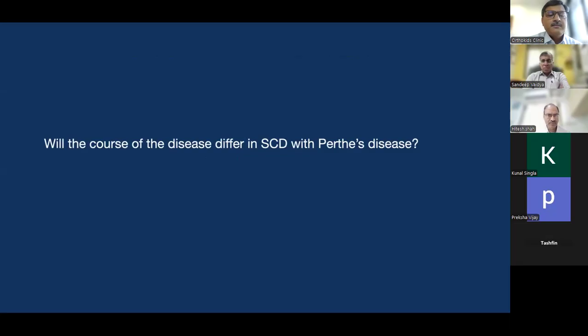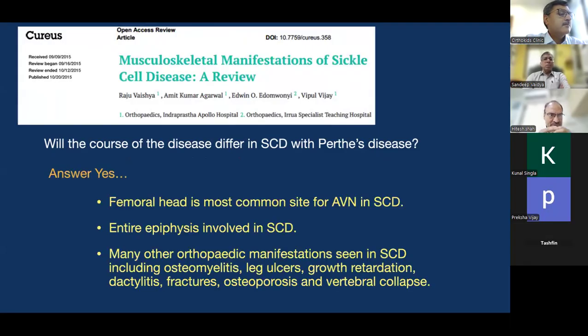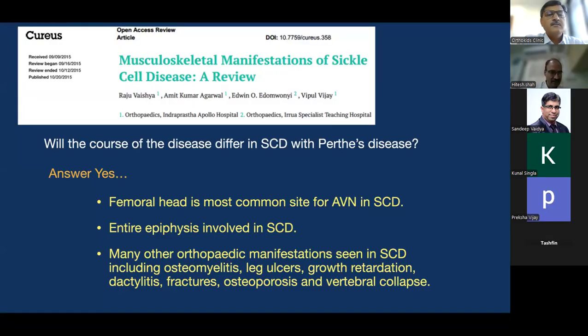First of all, the question arises whether the course of sickle cell disease will be different from Perthes. The question was answered by this paper by Raju Vaishya sir, and it showed that the femoral head is the most common site of AVN in sickle cell disease, with the entire epiphysis involved, which was different from Perthes as it involves only the weight-bearing areas. And so the resultant treatment for sickle cell disease varies from Perthes.